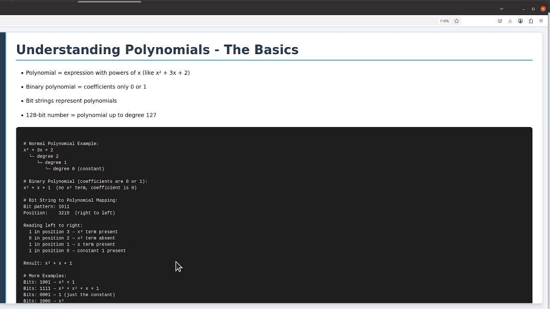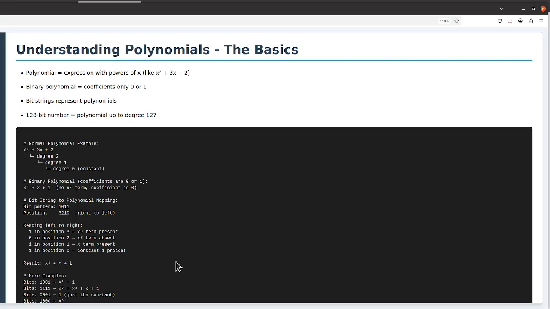Understanding polynomials, the basics. Now, let's understand polynomials, because Galois field multiplication is based on polynomial math. If you remember algebra from school, you might have seen polynomials, but let me explain them from scratch so everyone is on the same page.